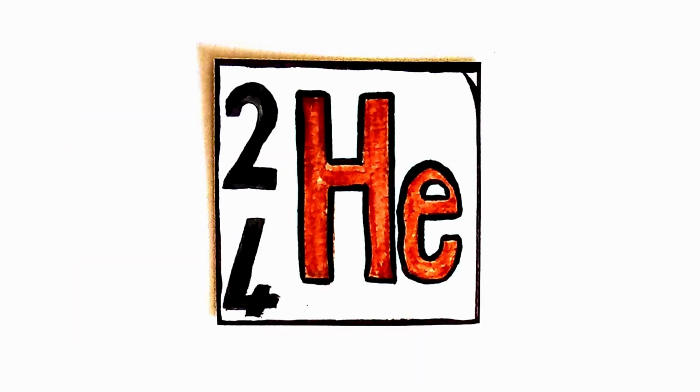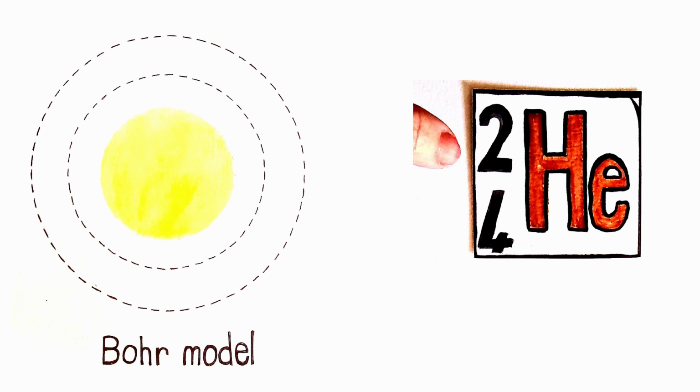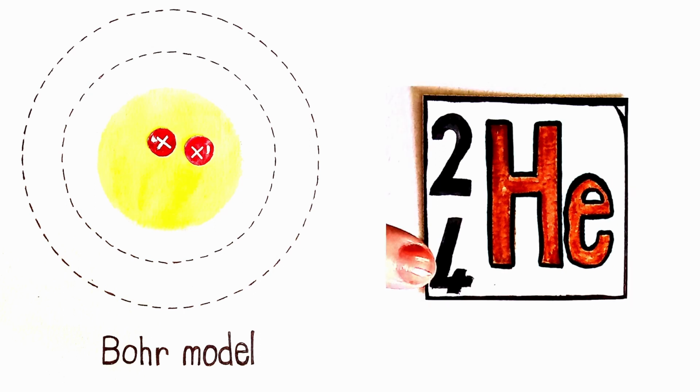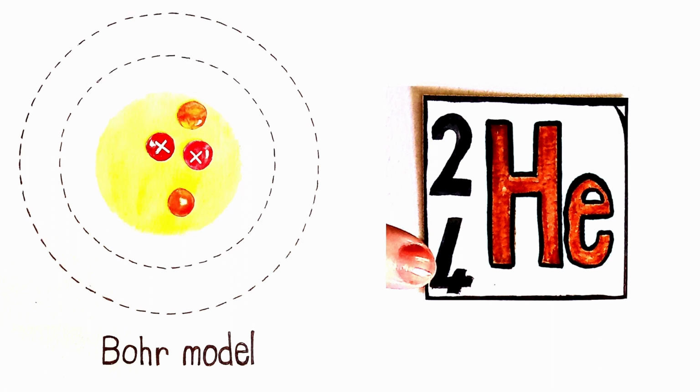Helium. Helium, element number 2. Because helium is element number 2, it has an atomic number of 2. That means there are 2 protons in the nucleus. Helium has a mass number of 4. That means there should be 4 things inside the nucleus. We already have 2 protons in the nucleus, therefore we need to add 2 neutrons into the nucleus to make 4 things.